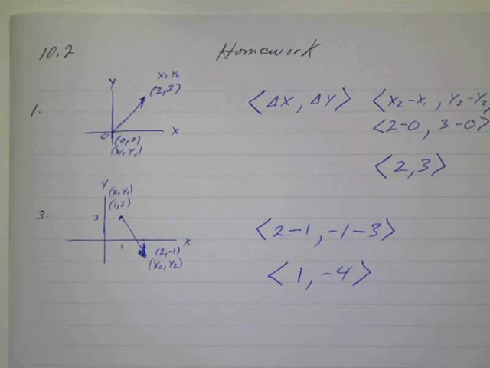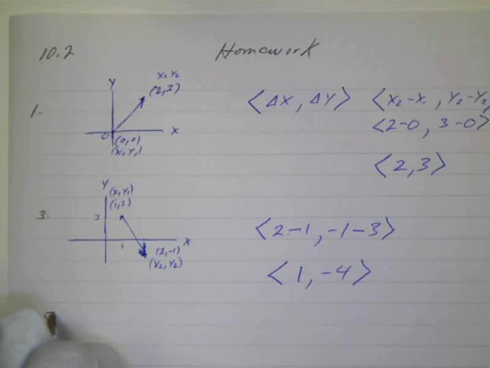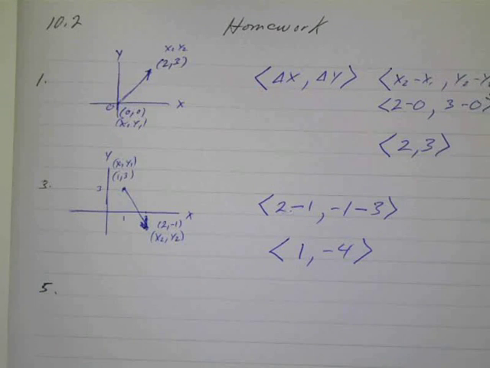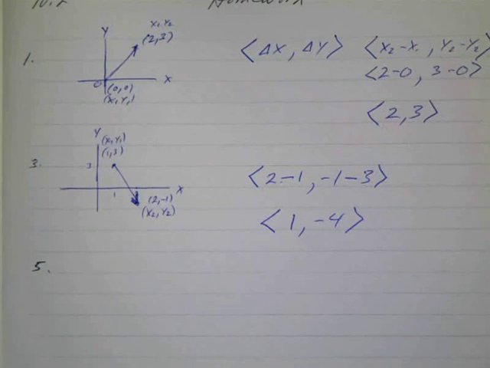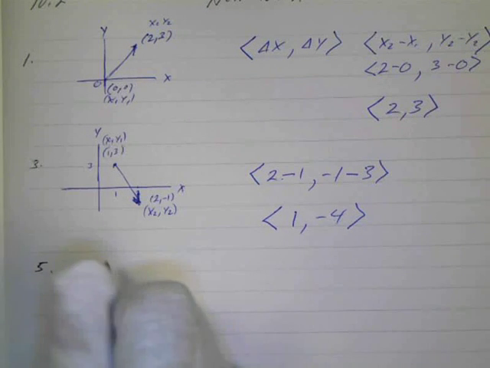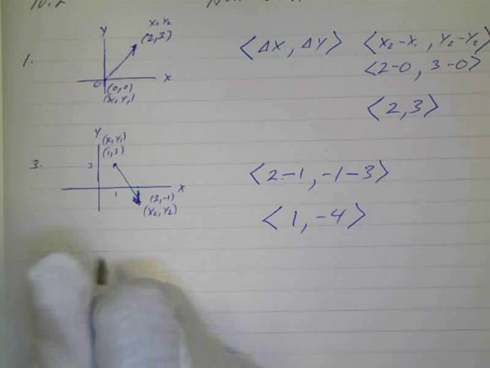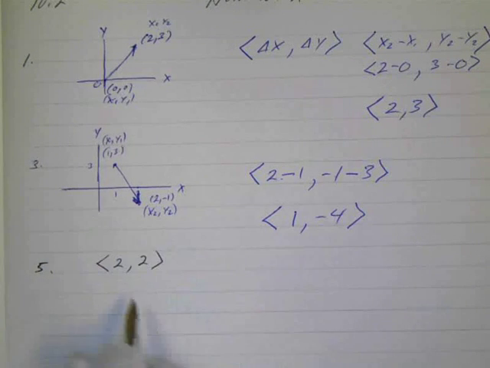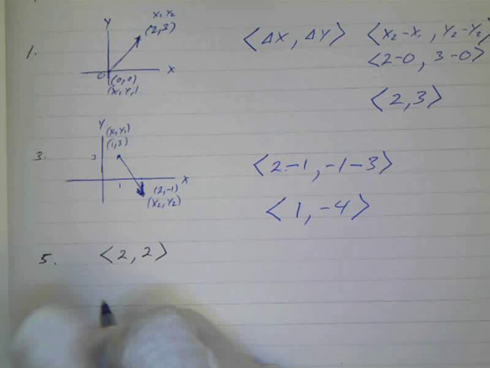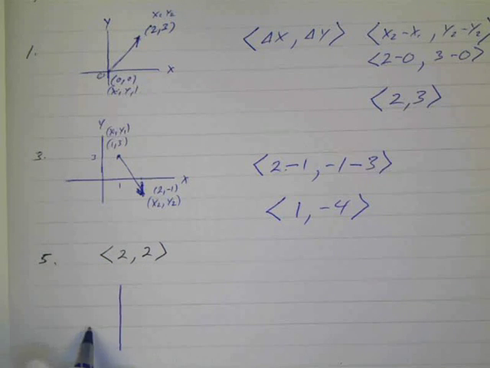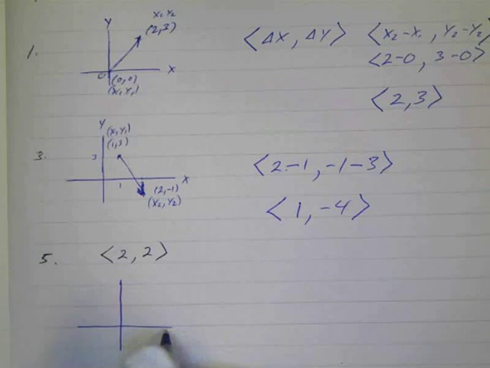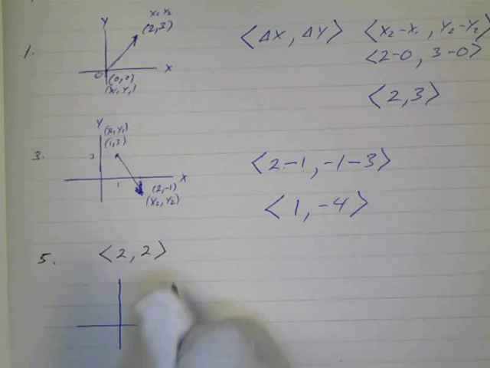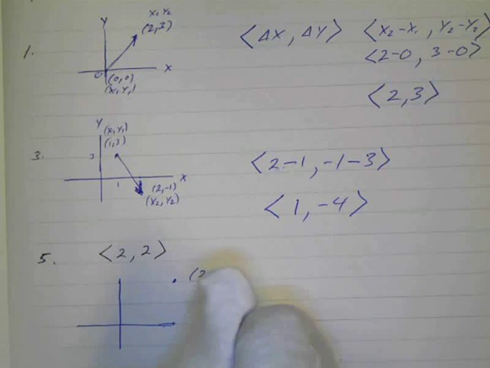Okay, number 5. They want us to find the magnitude of the vector and the direction angle it forms with the positive x-axis, and our first vector here is (2, 2). So when it's in this component form, we can almost think of it as in standard form, so we could graph it. Let's just say we go over 2, up 2, so this would be the point (2, 2).